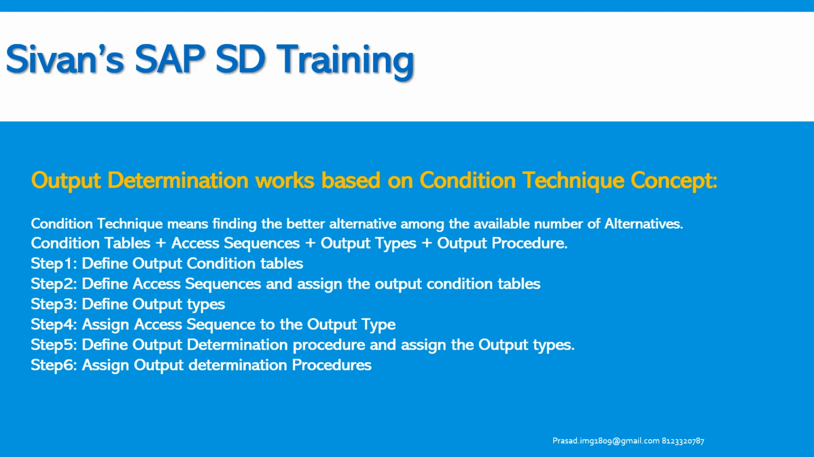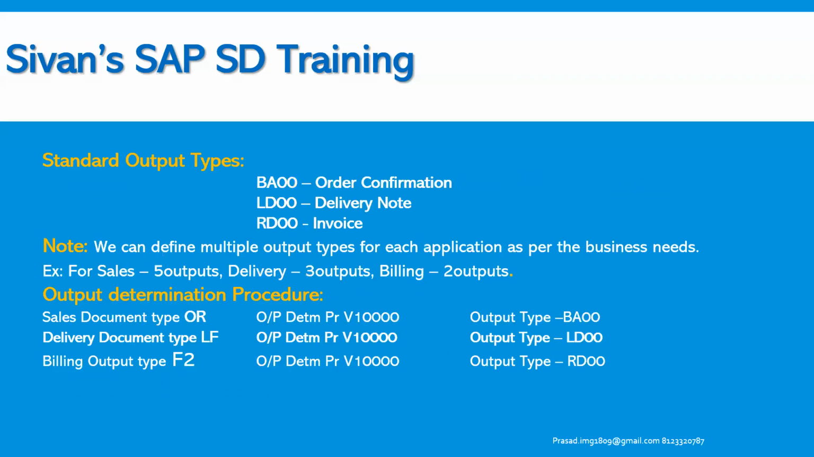Or if the output type is already there, then we need to assign the access sequence to that particular output type, followed by the output determination procedure and the output types. This output determination procedure, if it is sales order output determination, has to be assigned to the sales document type. If it is delivery, then it has to be assigned to the delivery document type. If it is a billing document, it has to be assigned to the billing document type. That also we will see in the system.